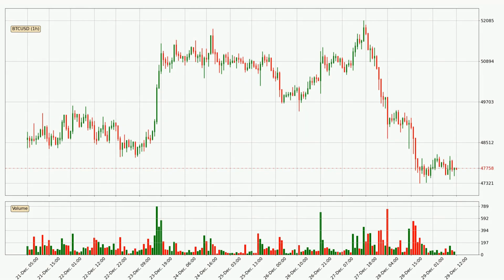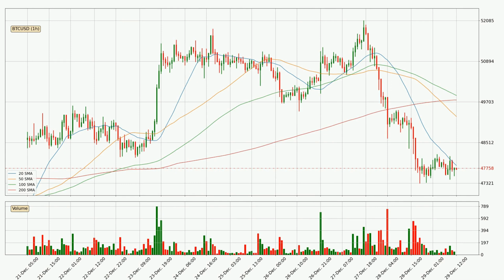Looking at the Bitcoin hourly time frame, the price moved down around 2.9% in the last 24 hours, with a current price of 47,758. And the move wasn't very strong as the volume wasn't very high.